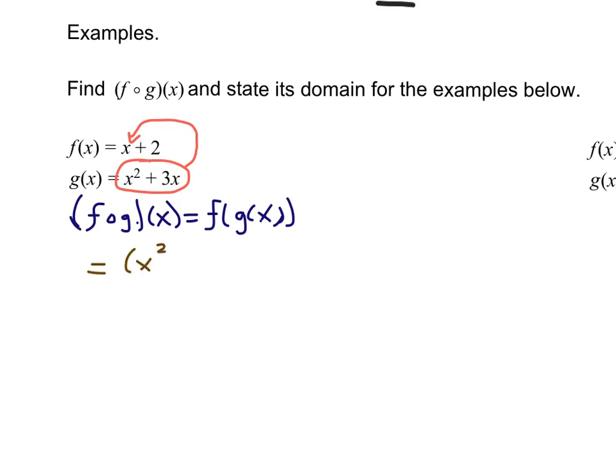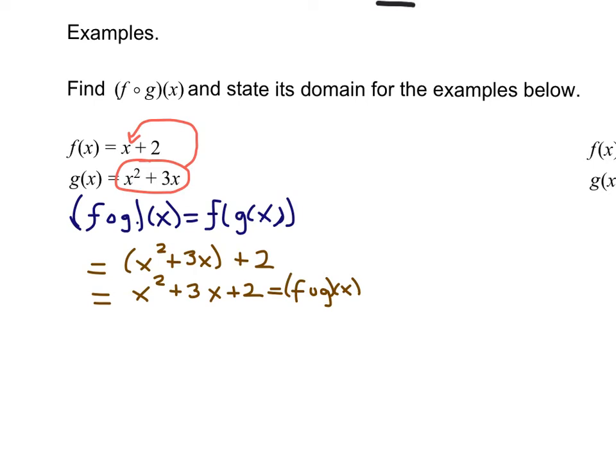x squared plus 3x, that's where it was at first, and then plus 2. So this is our composition. What used to be x gets replaced with x squared plus 3x, and then we just add the 2 on. So this is simply going to be x squared plus 3x plus 2. That is f composed with g of x.